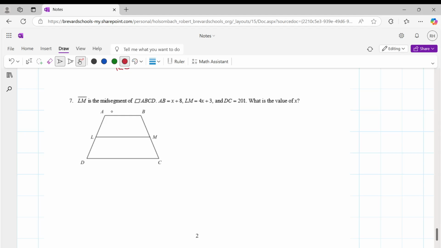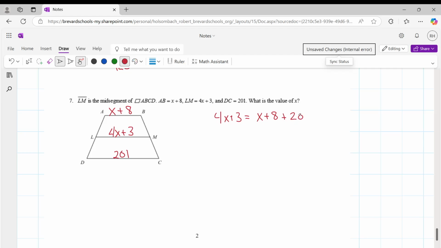So AB is x plus 8. LM is 4x plus 3. DC is 201. So again, that mid-segment formula, the mid-segment, which is 4x plus 3, is equal to base sub 1, x plus 8, plus base sub 2, which is 201, and we're going to divide all of that by 2.